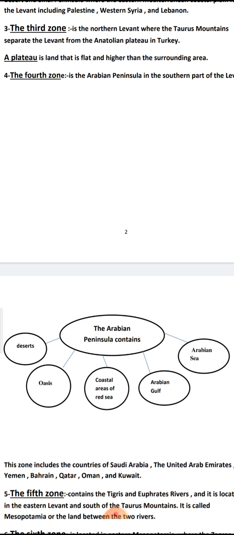And the Taurus Mountains separate what from what? The Taurus Mountains are a mountain range with a lot of mountains, and it is called Taurus. They separate the Levant from the Anatolian Plateau. And where is the Anatolian Plateau? In Turkey. A plateau is land that is flat and higher than the surrounding area.